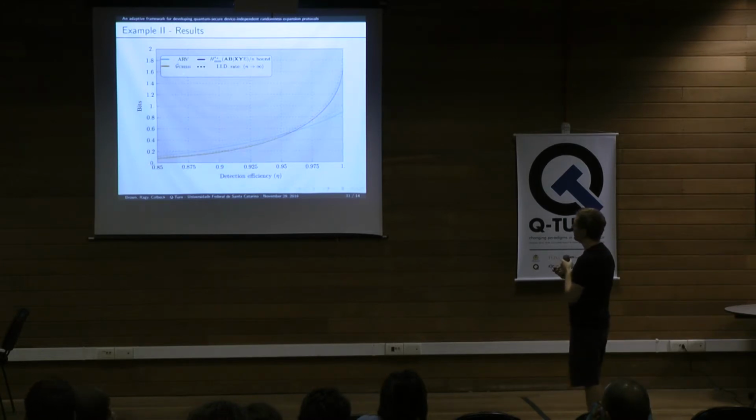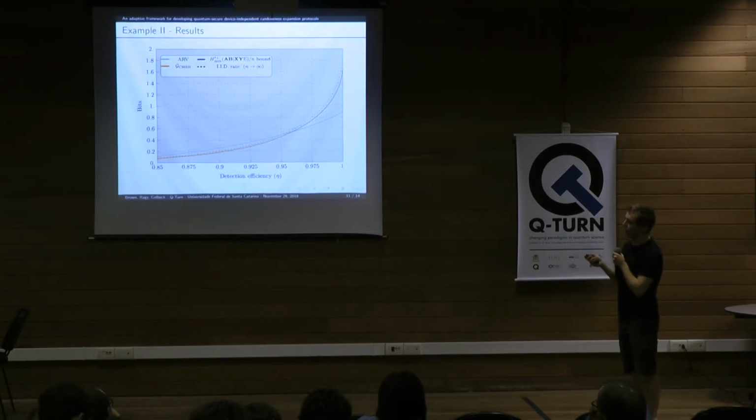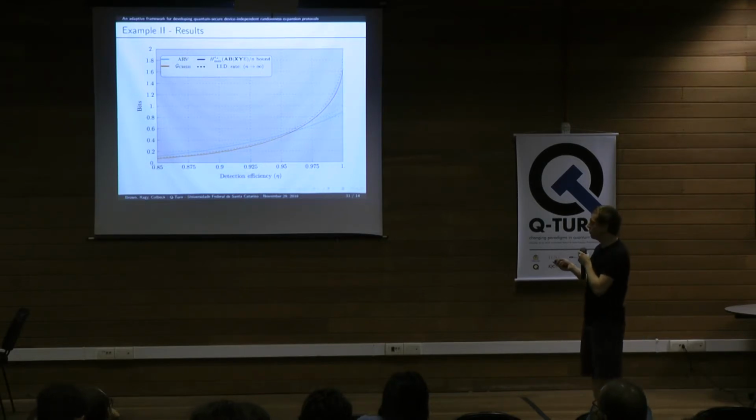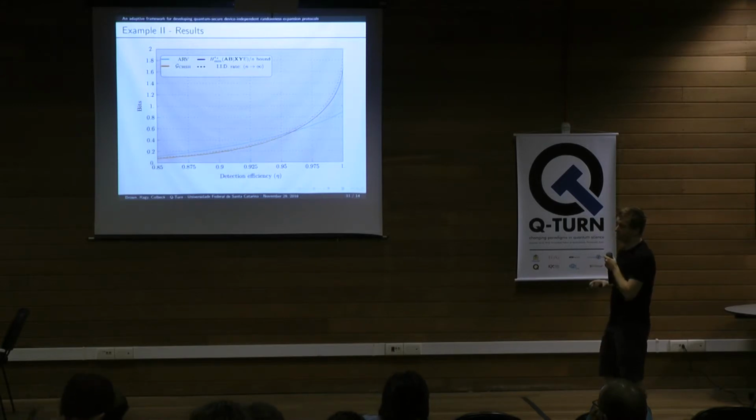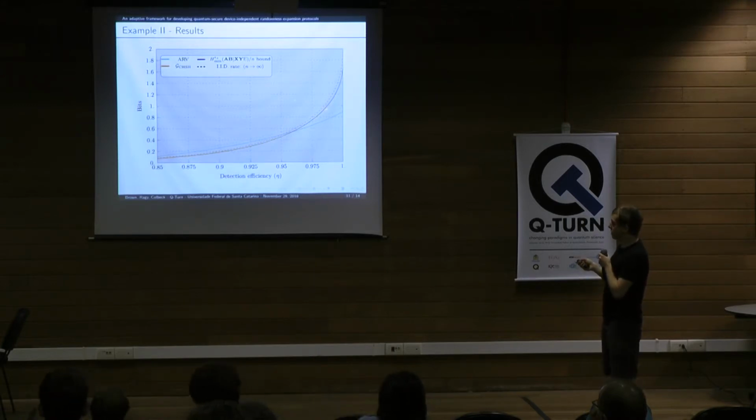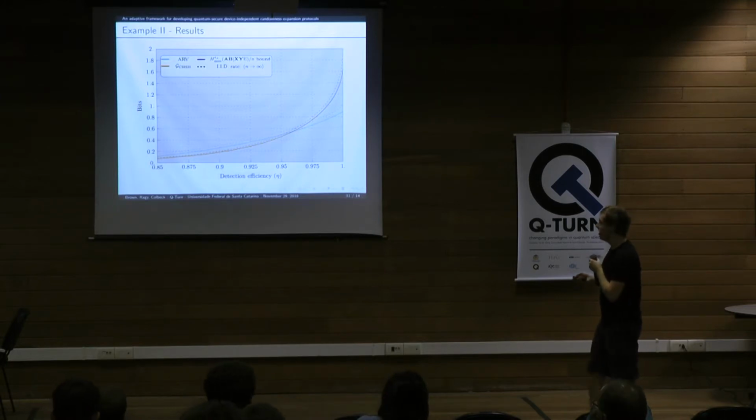If we look at our min entropy now, we find that yes, we can generate 2 bits of randomness in the noiseless case, but because the relation between the min entropy and the von Neumann entropy is not tight, we drop off very quickly. Once we get to about 0.96 detection efficiency, it's actually better to use the benchmark protocol.